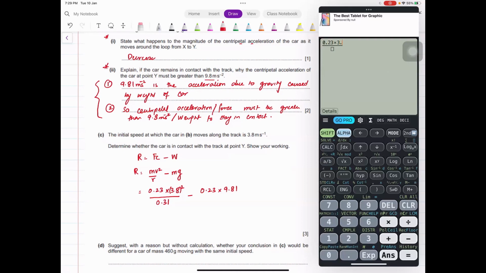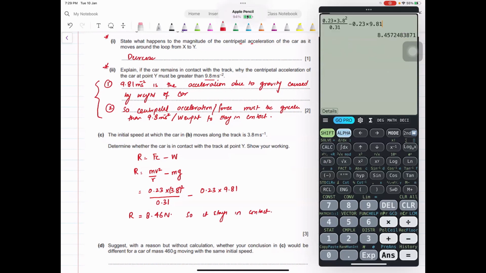0.23 times 3.8 squared divided by 0.31, minus 0.23 times 9.81. If you see, your answer comes out to be R, the reaction force, 8.46 newtons, right? So it stays in contact. If the reaction was zero, it would not stay in contact. Do you guys understand this?